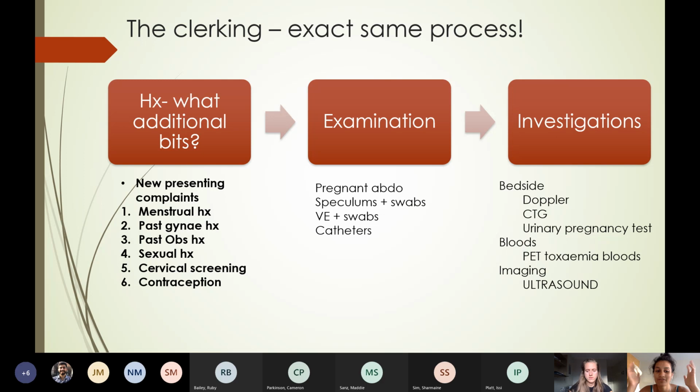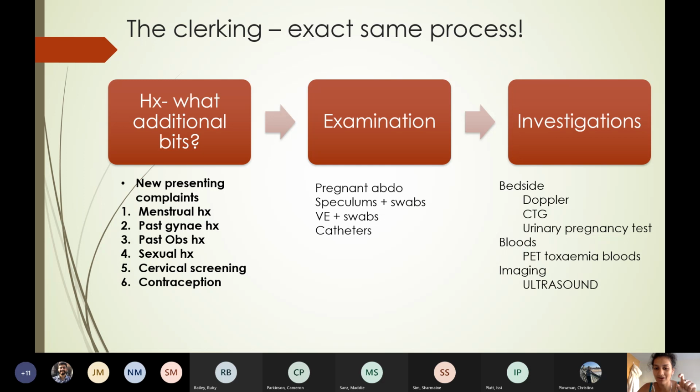Okay, investigations. What investigations can you think of that are new from 4th year that they do in pregnant people? Ultrasound, yay. And before you get to the imaging, you've got the basic bedside ones, bloods, anything else? Urine dip, yeah. A pregnancy test, blood pressure, yep. Exactly. So I categorized it into bedside, bloods and imaging, and the key bedside ones are a Doppler, a CTG, yep, exactly, and a pregnancy test.